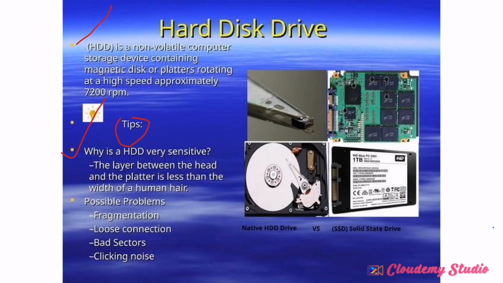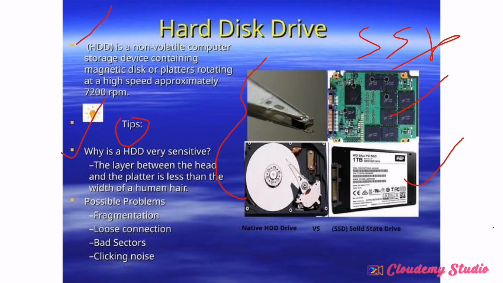We have this type, that is an SSD, which doesn't use a hard disk. Then we have this type. What we are talking about right now is this native hard drive, versus the SSD, solid state drive. That's what it means when you hear the word SSD: solid state drive.